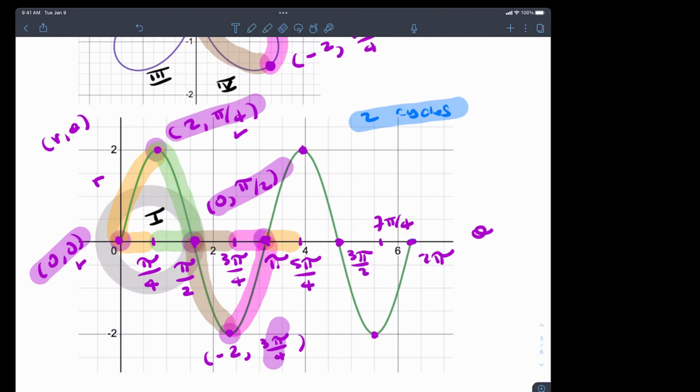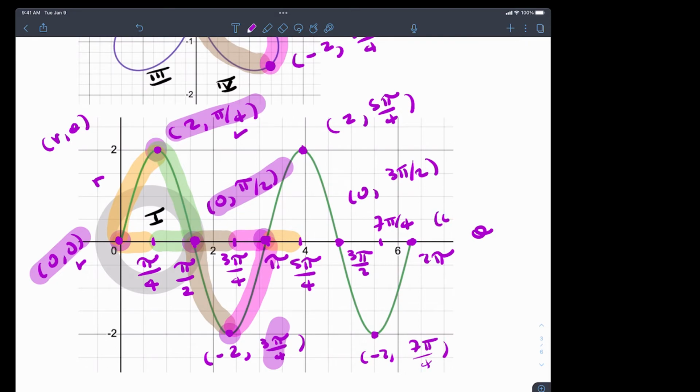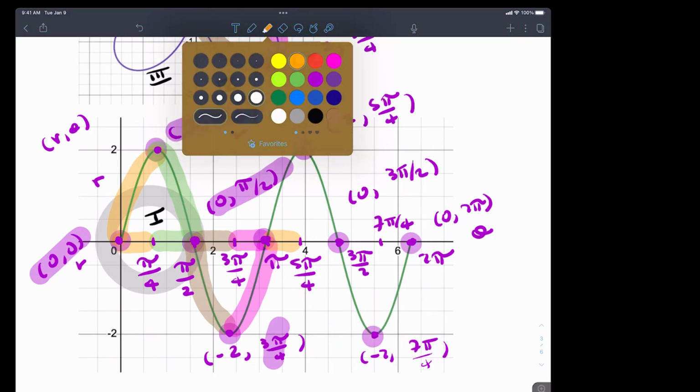So these locations, looking at 2 cycles, you can continue. Radius is 2 at angle 5 pi over 4. Radius is 0 at angle 3 pi over 2. Down here, radius is negative 2 at angle 7 pi over 4. And here, radius is 0 at angle 2 pi. So you have all these locations in terms of our theta.